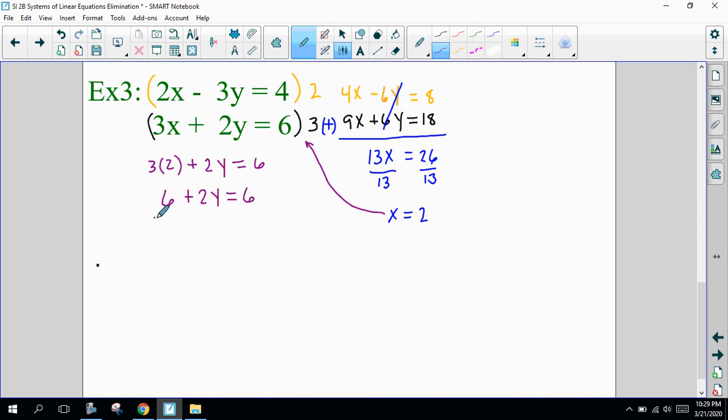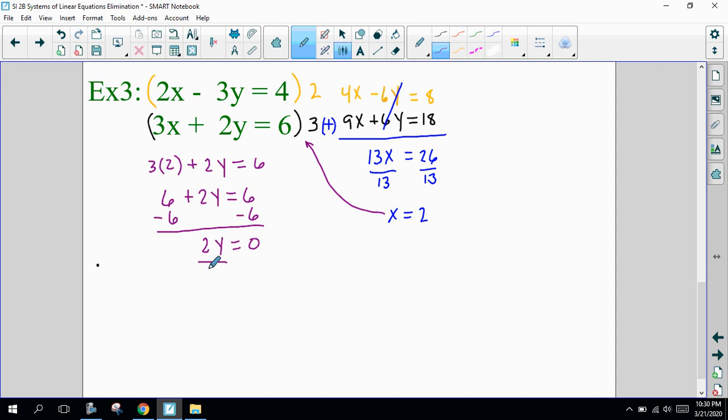To solve for y, I need to subtract this 6 here to get rid of it. I subtract the 6 on this side over here as well. And I'm left with 2y equals 0. In a problem like this, people start seeing the 0 and they start thinking this is a no solution or infinite solutions, but that is actually incorrect because I still have a variable y I'm solving for. You just keep solving. Don't worry about it being a 0.